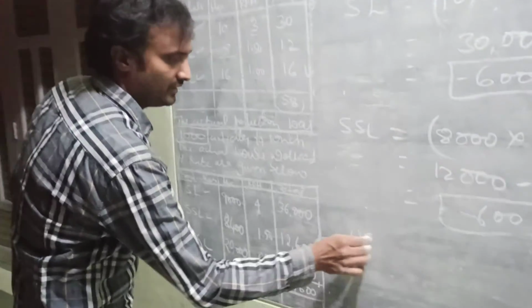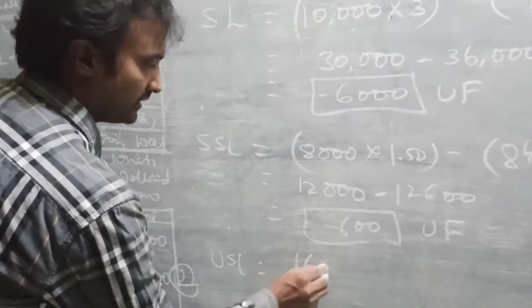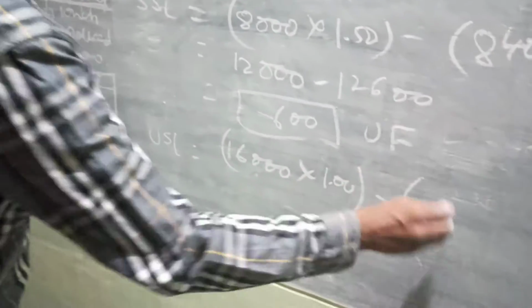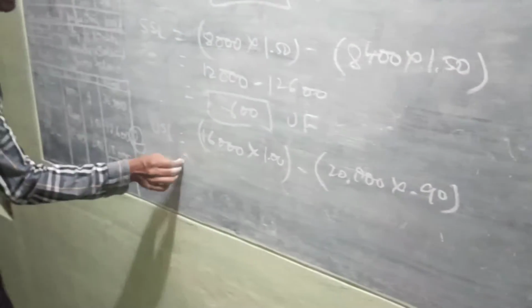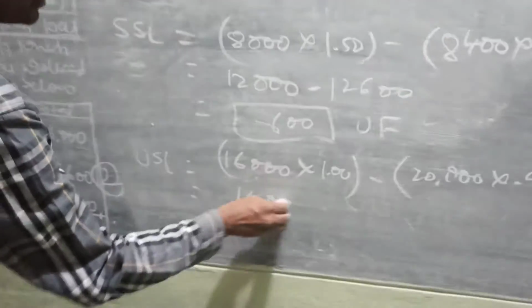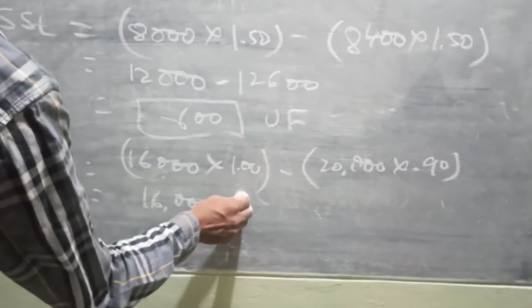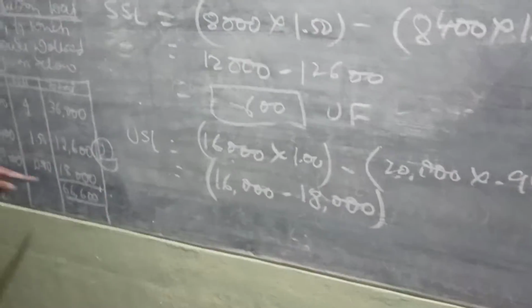Last one, for unskilled laborers, standard hours: 16 into 1000, that is 16,000 hours, into rate per hour 1 rupee, minus actual hours 20,000 into actual rate per hour 90 paisa. Therefore 16,000 into 1, 16,000 rupees, minus 20,000 into 90 paisa, that comes to 18,000. 2 nines are 18. In the problem itself he has given 18,000.